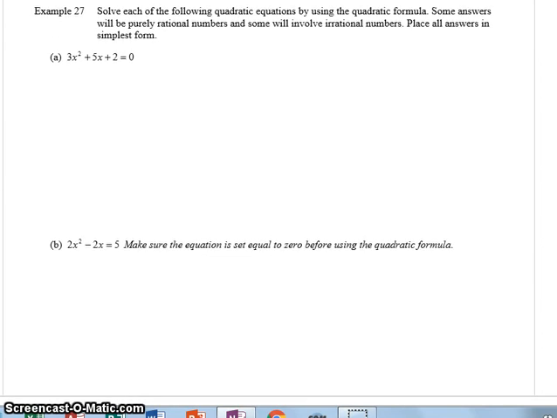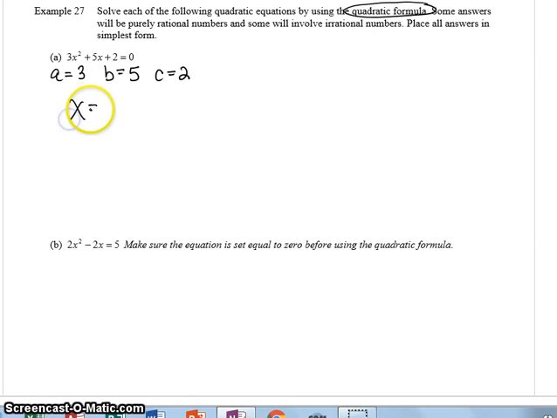Example 27. Solve each of the following quadratic equations by using the quadratic formula. So you're going to do the same thing again. Okay, please make sure you always realize that this has to be set equal to 0. So sometimes if they throw the c on the other side, you have to move it over. So a is 3, b is 5, c is 2.